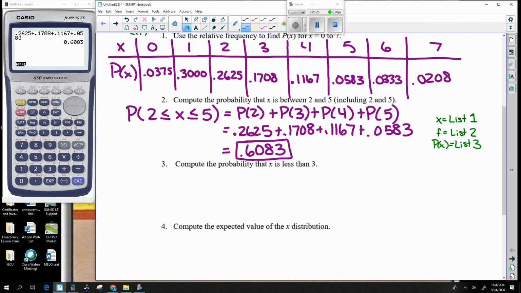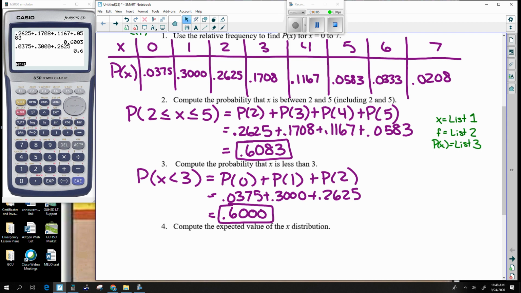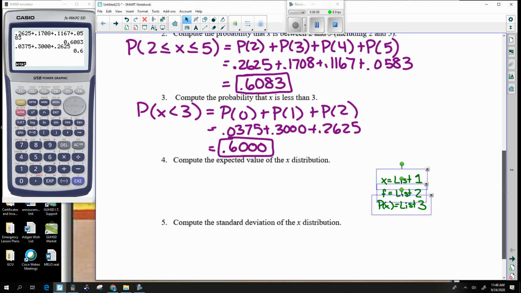The next one is that x is less than 3, specifically less than 3, so that does not include 3. And less than 3 does not include 3. So these are the things that I have in my calculator.